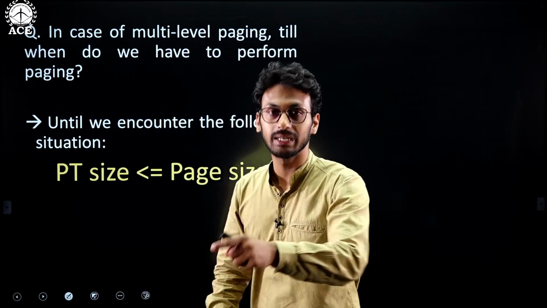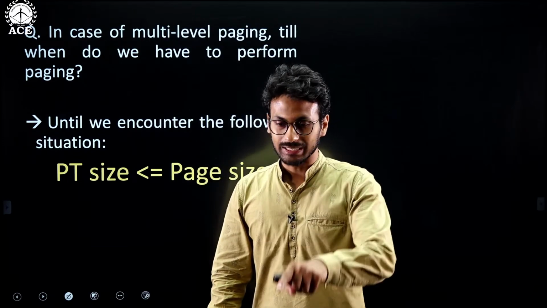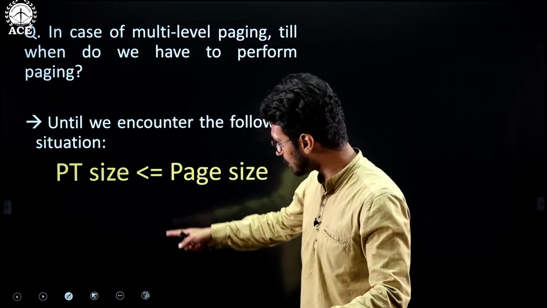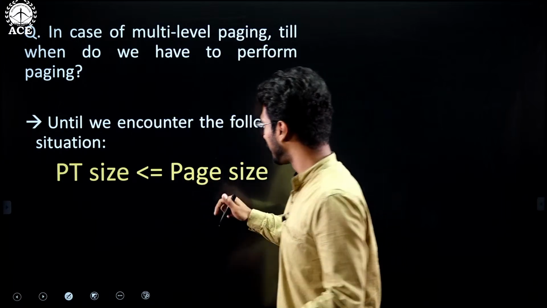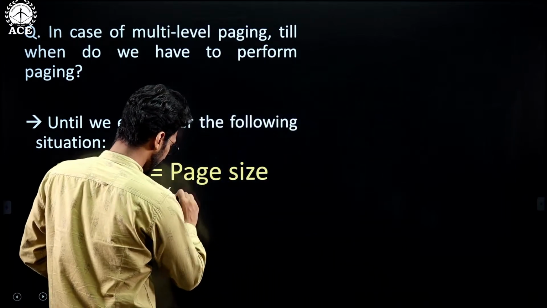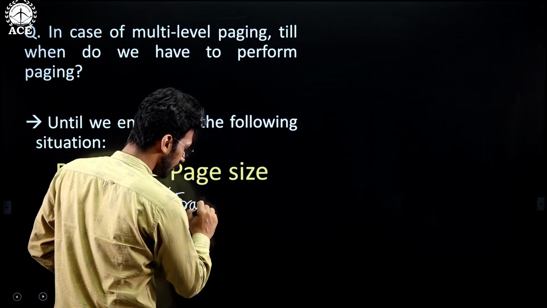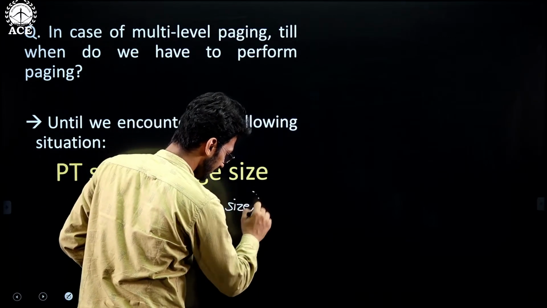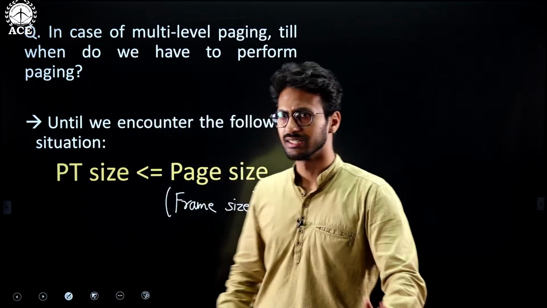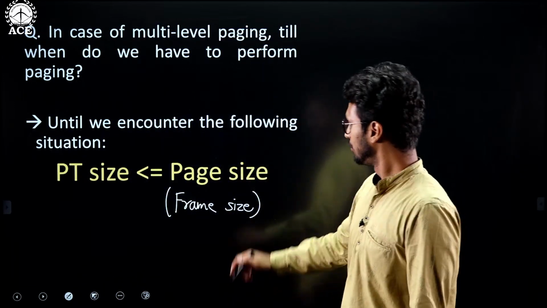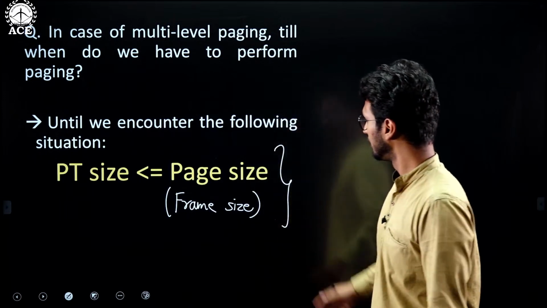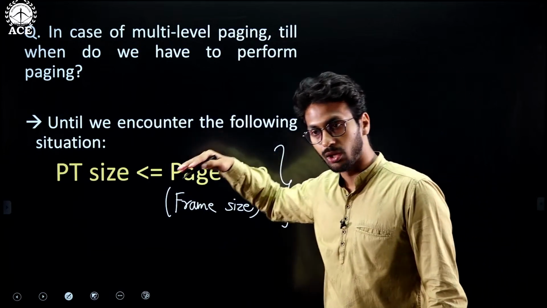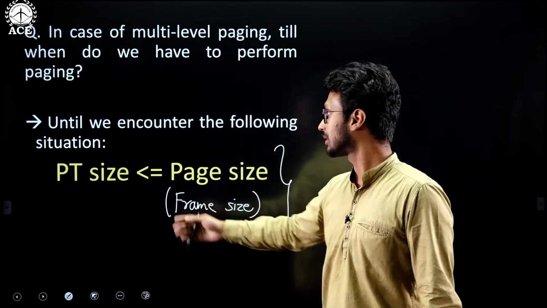If it is stored in main memory, it will be stored where? In frames. So the page table should fit in a frame. Its size should be less than or equal to page size or frame size, whatever you take it. Page size is the same as frame size, so no need to worry. You remember this one, this is important. Actually, no need to memorize, it is logical and understandable.